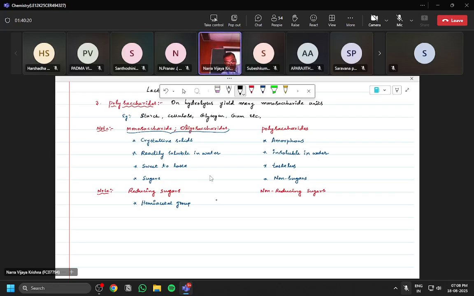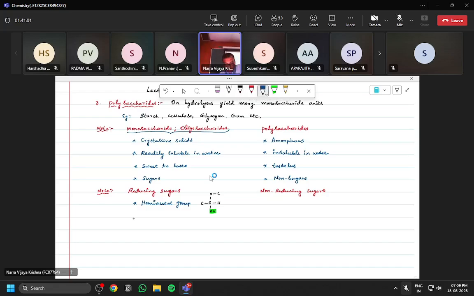What is a hemiacetal group? See how many times I am discussing the hemiacetal group. Carbon connected to hydrogen, carbon connected to ether chain, carbon connected to OH group, and one more carbon chain. Due to the presence of this OH group, it behaves as a reducing sugar, right?